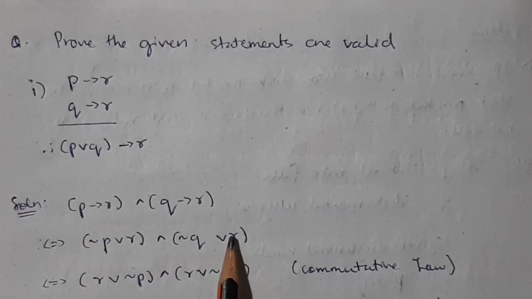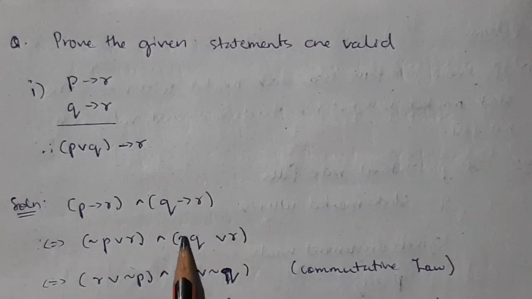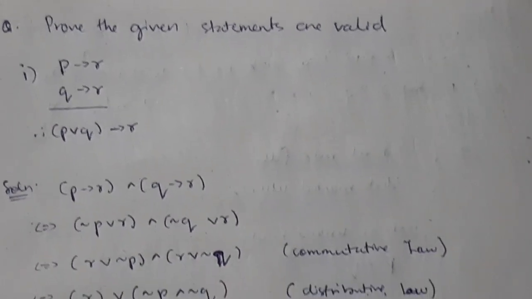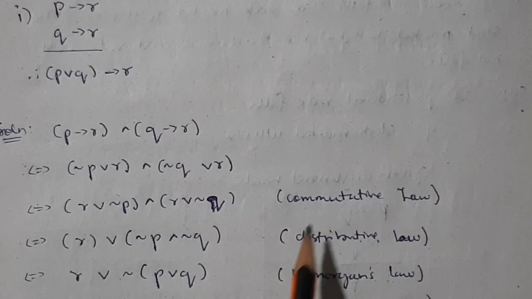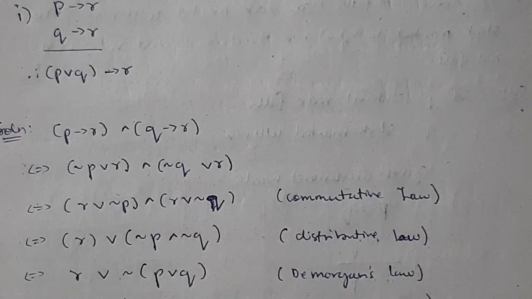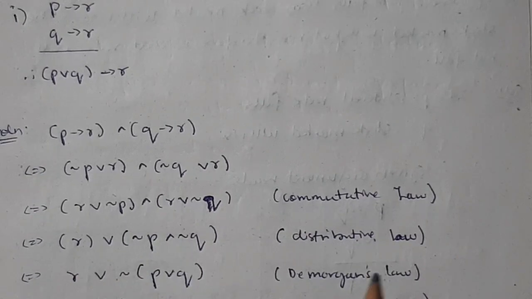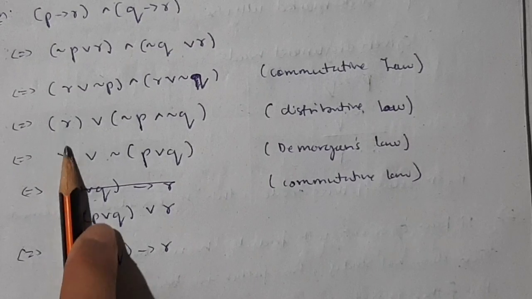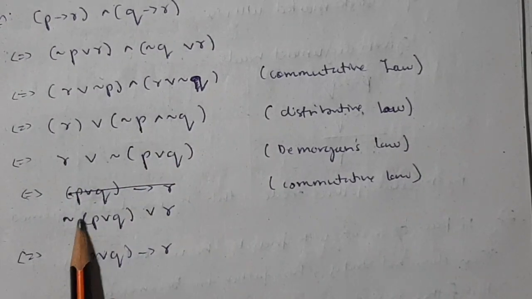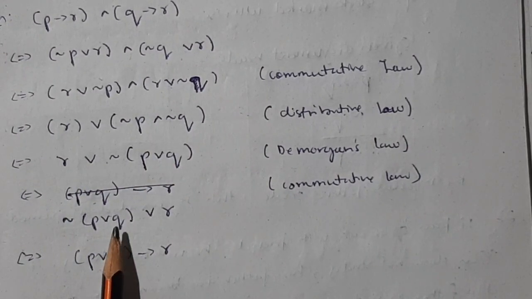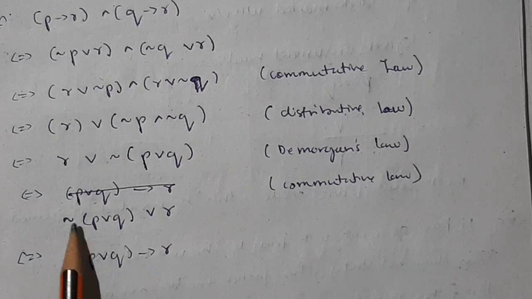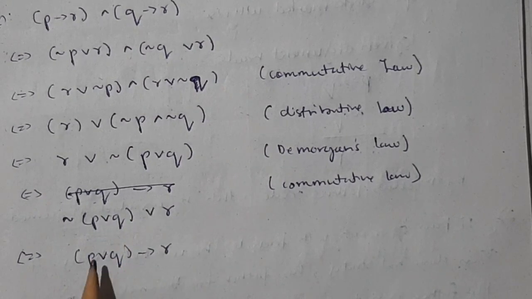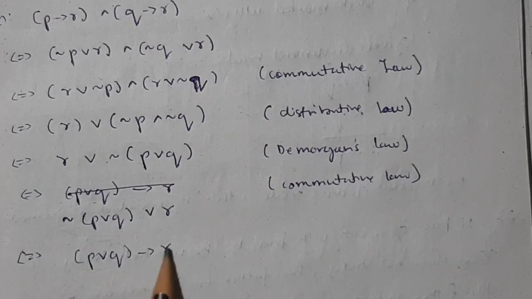After that, you can use the associative law to bring R here. After doing that, take R as common according to commutative law and distributive law. Then after taking R as common, take this not also common from here, which is De Morgan's law. Then by commutative law, change this order, bring R here and not P or Q here. Then apply that reverse conditional equation, which is not of something or R can be written as P or Q conditional R. And this is what we needed at last here.